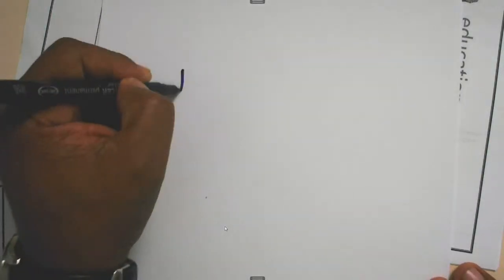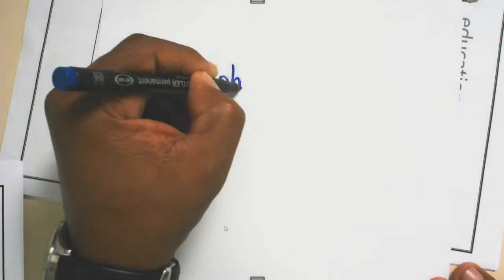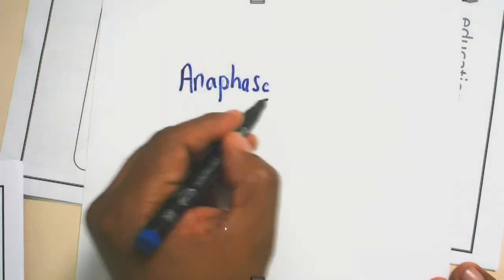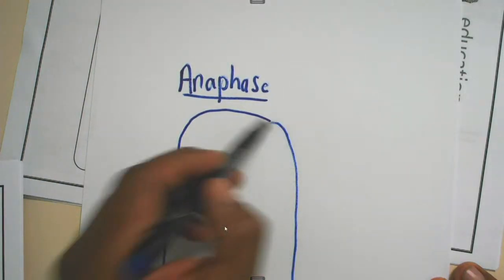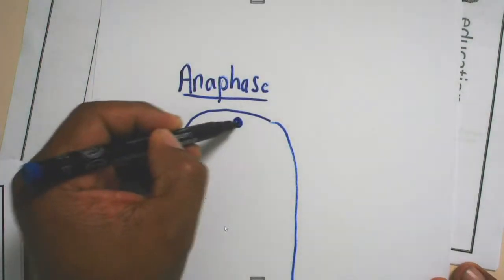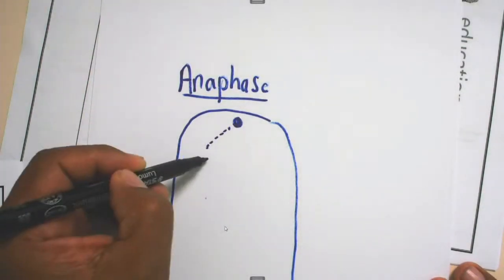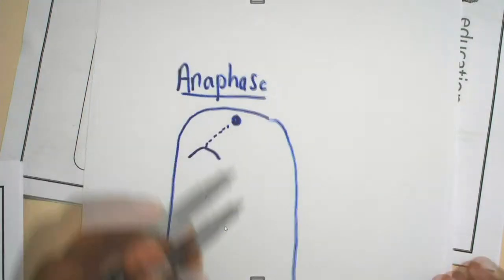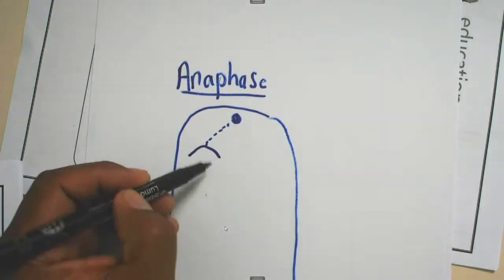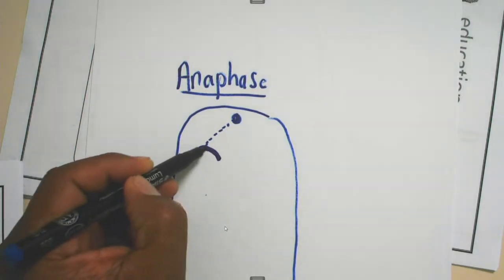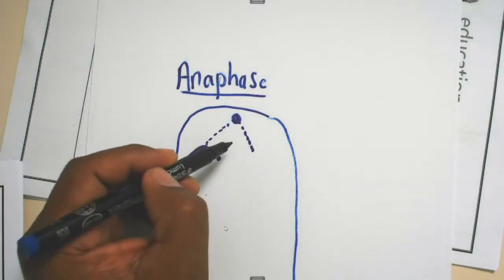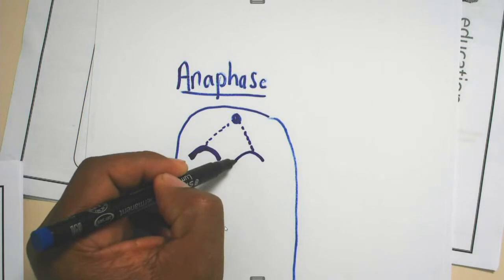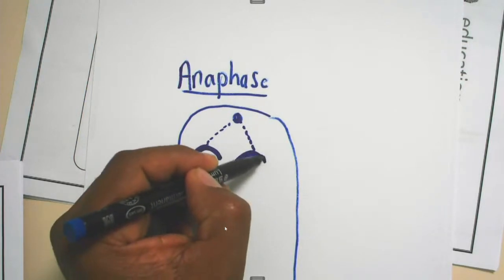Now if we sketch the events that occur during anaphase, what happens is that the spindle fibers start to contract and pull each chromatid towards the pole of the cell. The cell had 4 chromosomes.